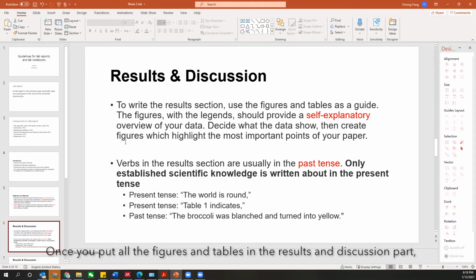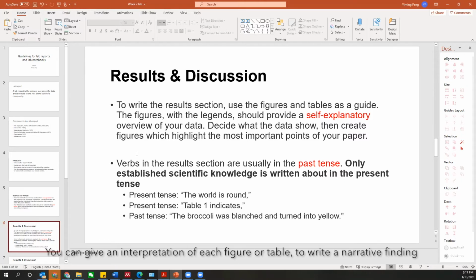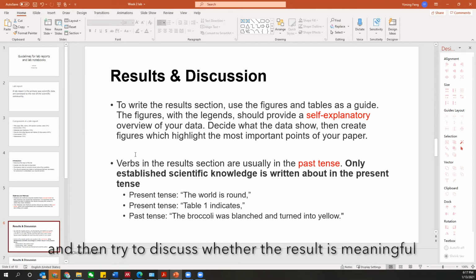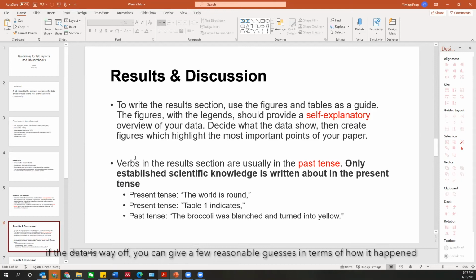Once you put all the figures and tables in the results and discussion part, you will have an idea how to write. You can give an interpretation of each figure or table to write a narrative finding, and then try to discuss whether the results are meaningful or how they compare to other people's findings. If you think the data is way off, you can give a few reasonable guesses in terms of how it happened.